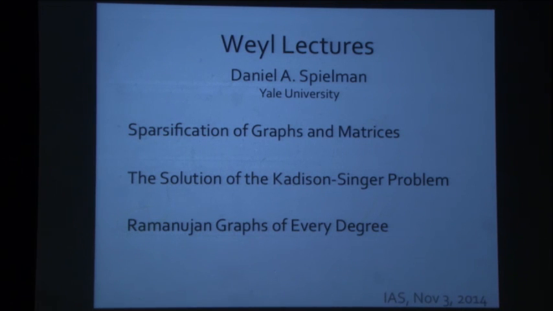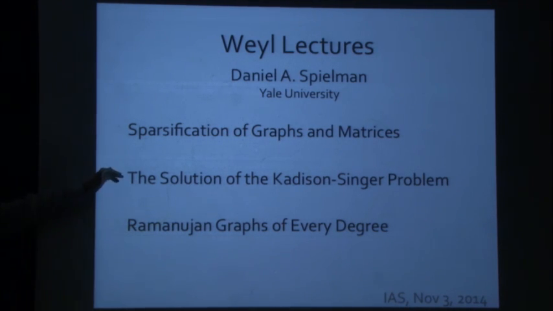One of the key points is, when we started thinking about this problem, we thought it was a problem in graph theory. But it turns out that, at least our solution of it has nothing to do with graphs. It's really a statement about matrices, which is why this will really be about sparsification of matrices.